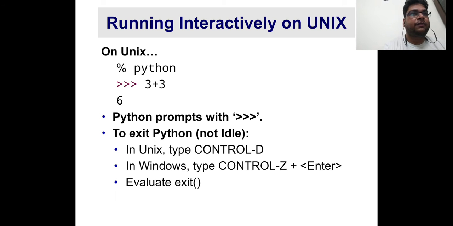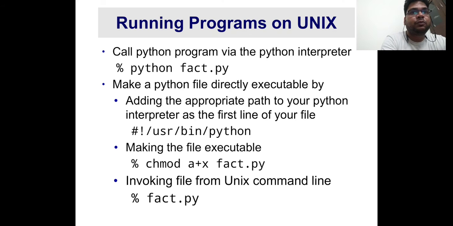Running interactively on Unix: you can run Python simply on the command prompt, and when you give 3 plus 3 it will give you 6. Python will prompt with this kind of prompt where you can write your commands. In Unix you can press control D to exit Python, or in Windows you can press control Z, or type exit and press enter, to move out.